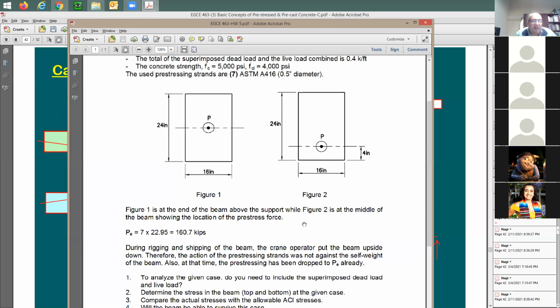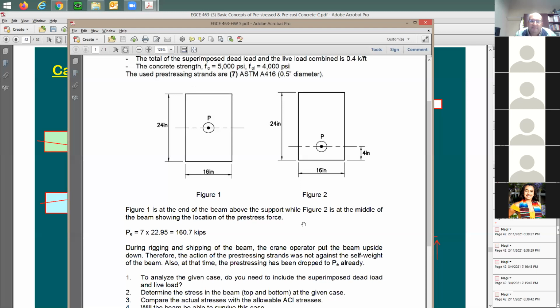What is the definition of the live load? People walking. Now he's shipping, taking the beam from the yard and putting it on the truck. Would there be any people on top of the beam at that time? No. So it's going to be only self weight. No one is going to be jumping on the beam while he's putting it on the truck. It's not going to be usable yet.